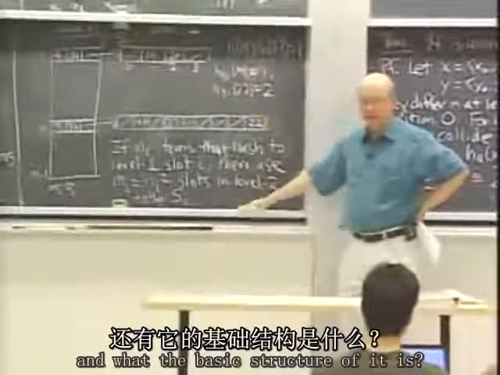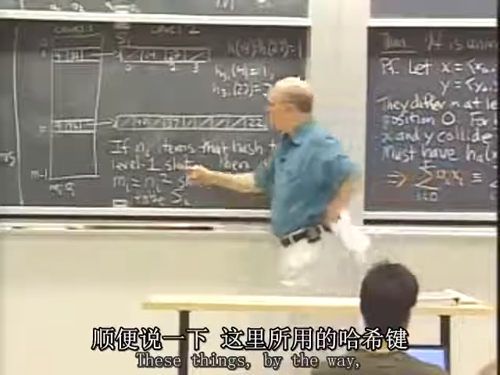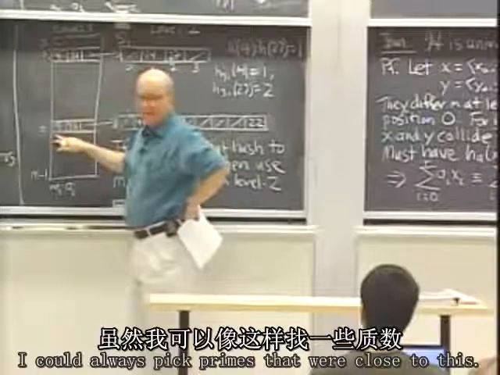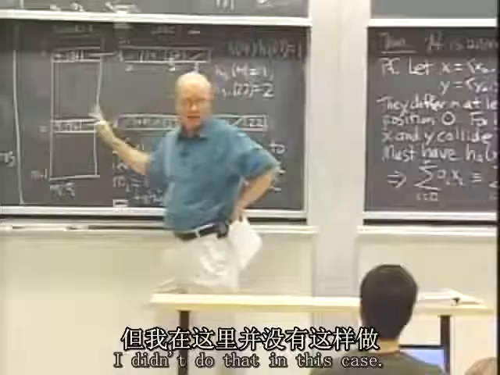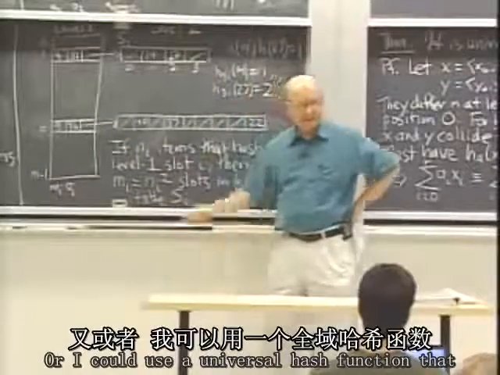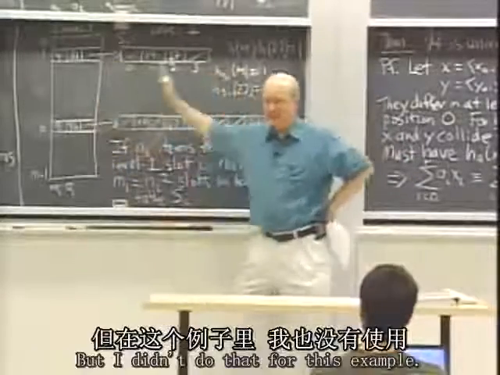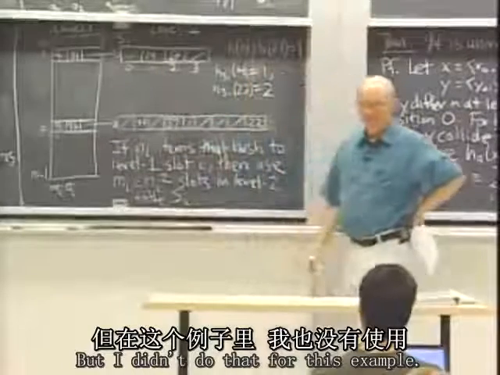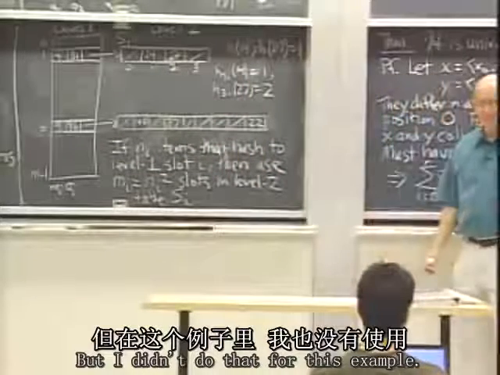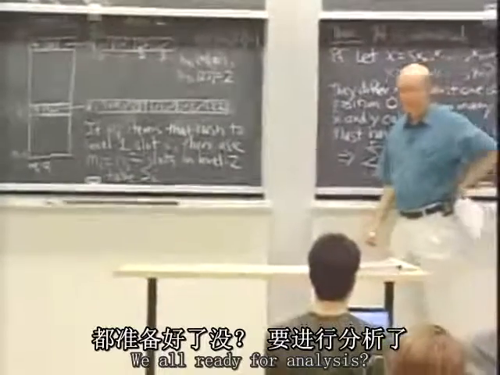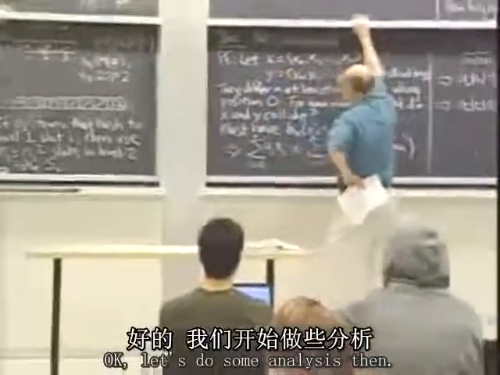Okay? Note, these things, by the way, are not in this case prime. I could always pick primes that were close to this. I didn't do that in this case. Or I could use a universal hash function that, in fact, would work for things other than primes. Okay? But I didn't do that for this example. Okay? We all ready for analysis? Okay, let's do some analysis then.